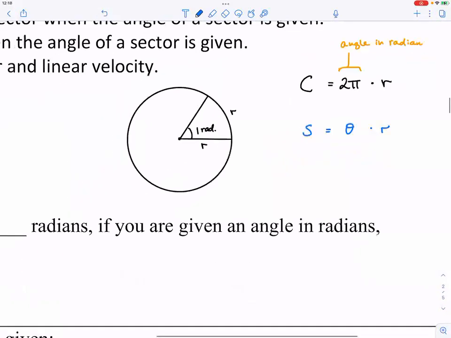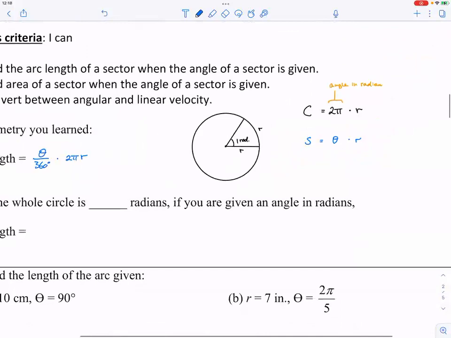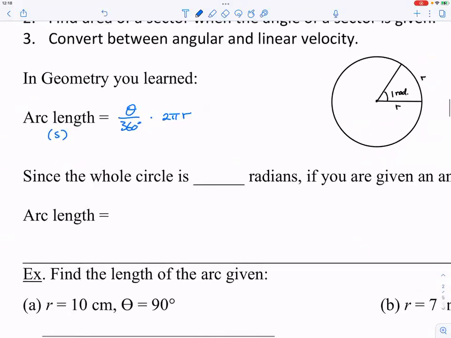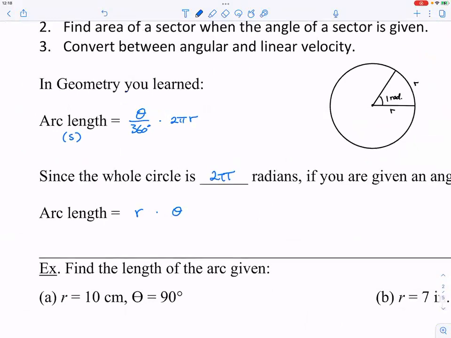Theta times radius. And some people may like to say r theta, it's up to you. Usually textbooks will use r theta. So a whole circle has 2 pi radian. And if you understand the circumference formula, which is 2 pi r, you will understand this equation. S is equal to r theta.